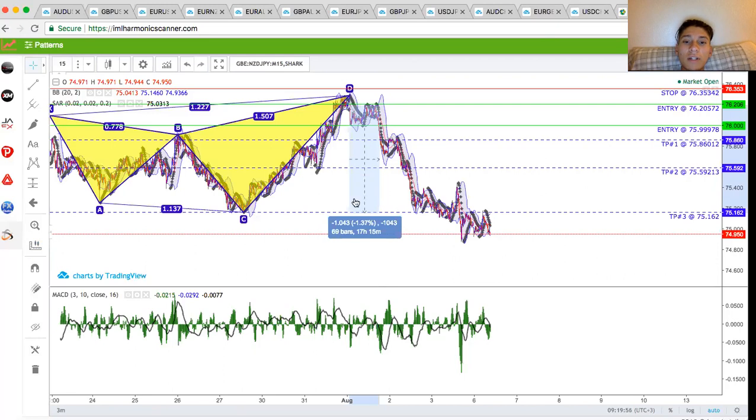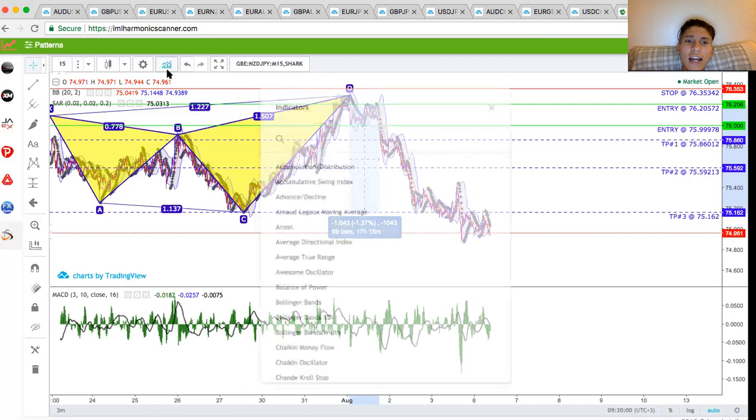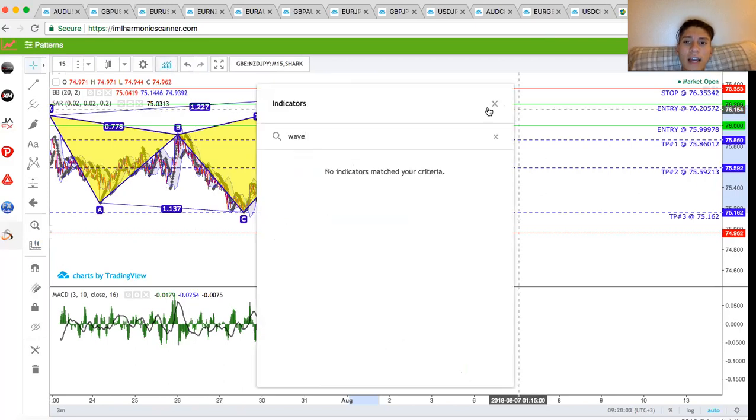Is the wave trend a good one to use as well for this? Oh yeah, that would be a really good one to use. But for some reason, you can't add it on here. I think you could only add it on TradingView.